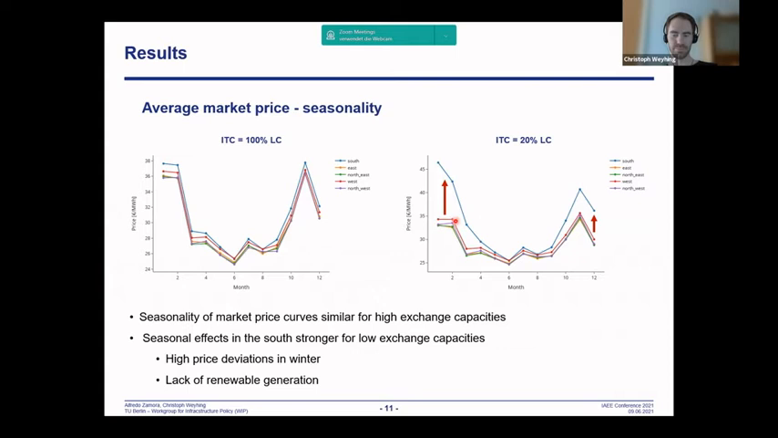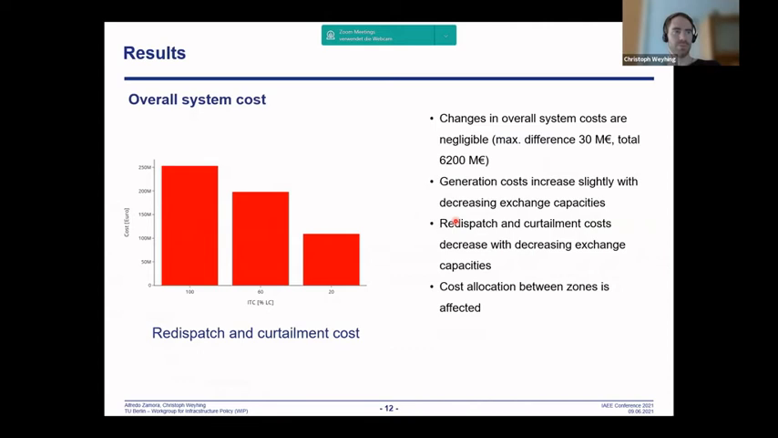If we look at the overall system costs, we can see if we compare them that the changes between the different scenarios are almost negligible. So what do the overall costs consist of? Generation, curtailment, and redispatch costs. And the difference between the scenarios is only around 30 million euros. So it's pretty small compared to the total amount.